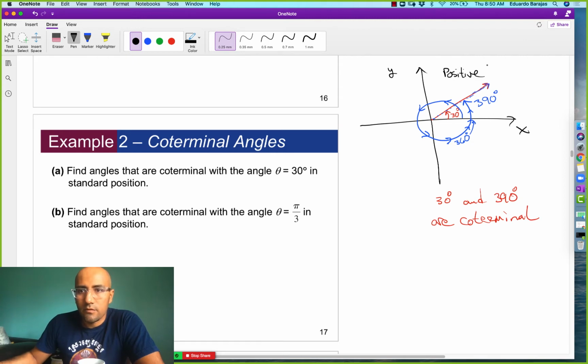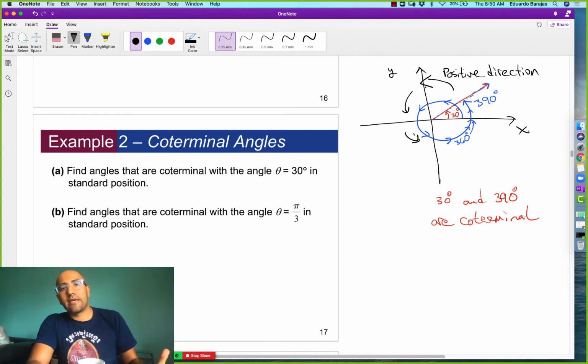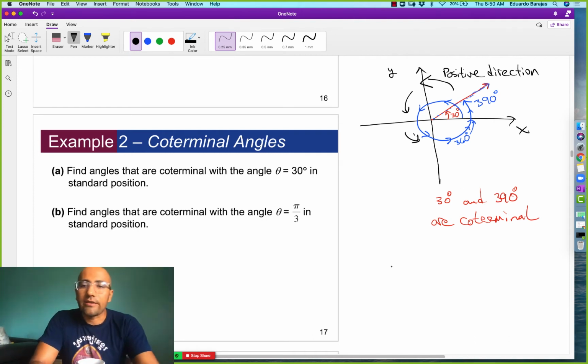Positive direction is always this way, counterclockwise. I don't know why they chose it to be that way. We can try and fix it now, but then how do we get the whole world to agree that the other way should be positive? I don't know.